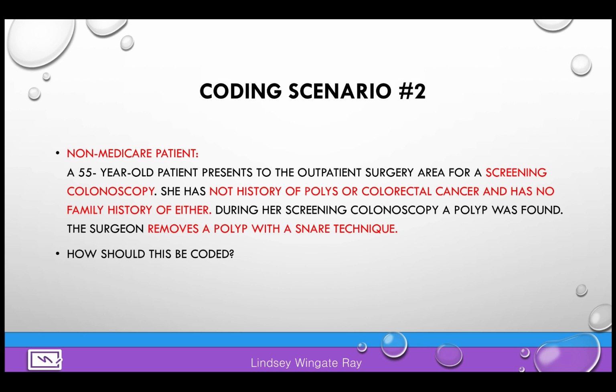Number 2, this is a non-Medicare patient. A 55-year-old patient presents to the outpatient surgery area for a screening colonoscopy. She has not had a history of polyps or colorectal cancer and has no family history of either. During her screening colonoscopy, a polyp was found. The surgeon removes the polyp with a snare technique. How should this be coded? Pause this video and get your answer.